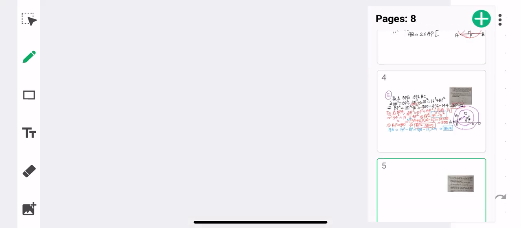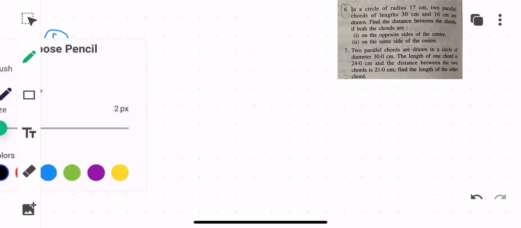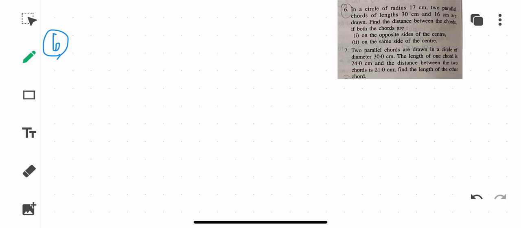We will now be moving to question number 6. Okay, so I'll be writing this as question number 6. So question number 6 says what? It says, in a circle of radius 17 centimeter, two parallel chords of length 30 centimeter and 16 centimeter are drawn. Okay, so this question also, children, you can mark as important because this is a different type of sum which usually comes in the exam.